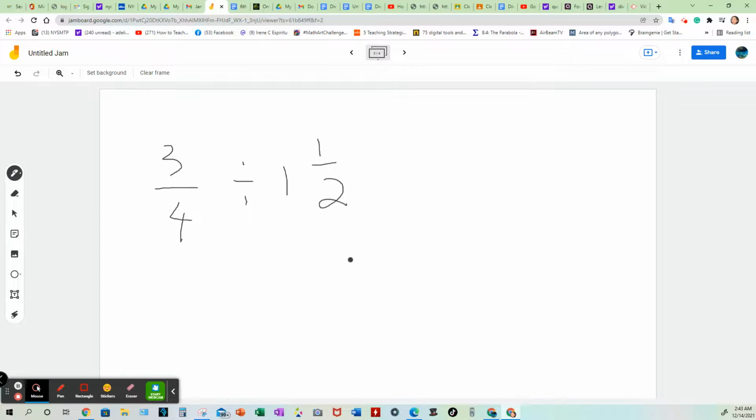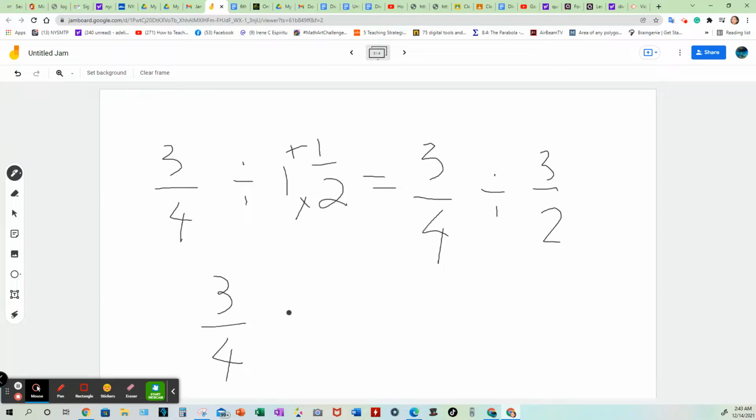Now, dividing a fraction by a mixed number. First, we need to change the mixed number into an improper fraction. So we just copy everything first. So 1 and 1/2 becomes 1 times 2 is 2 plus 1 will be 3. So it becomes 3/2. And then we rewrite again. We keep the first fraction. Keep, change. Division becomes multiplication. 3/2 becomes 2/3. And then we can multiply.